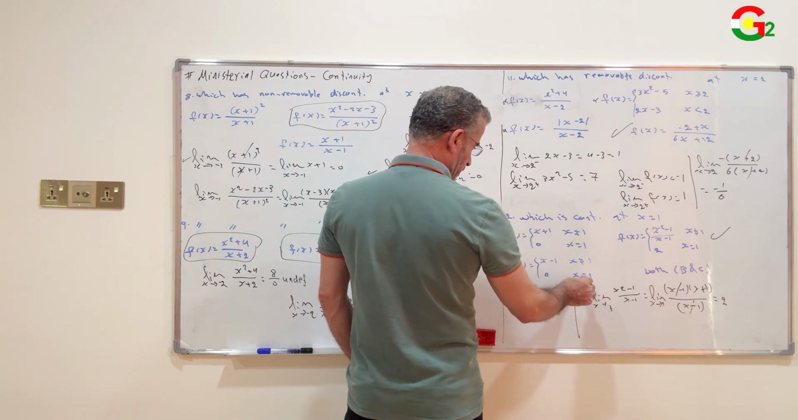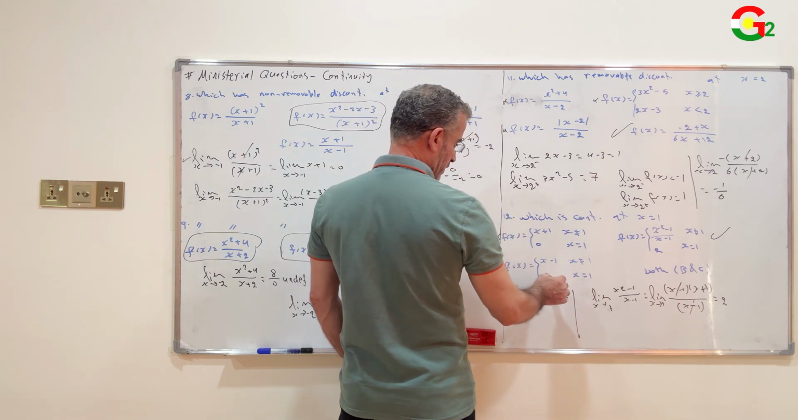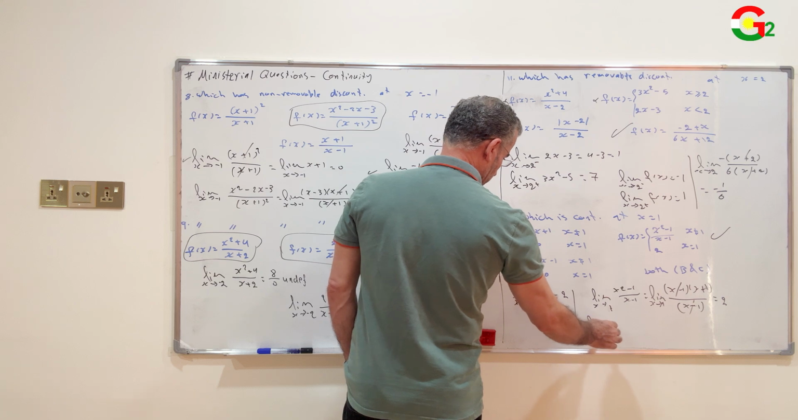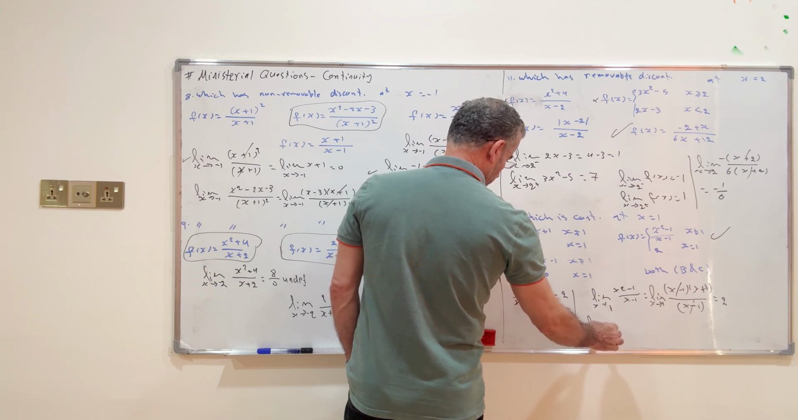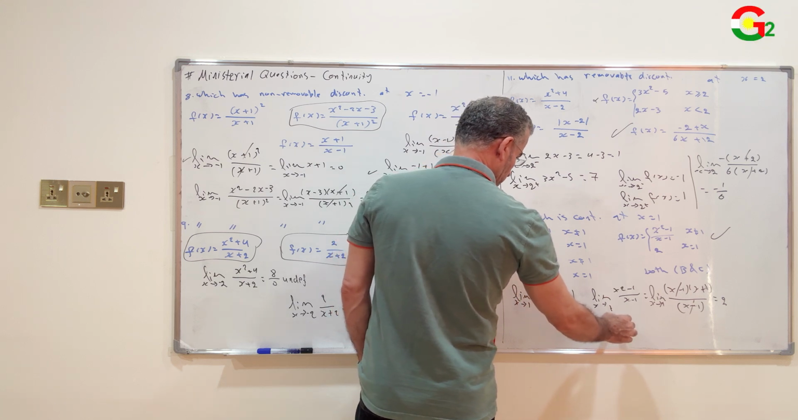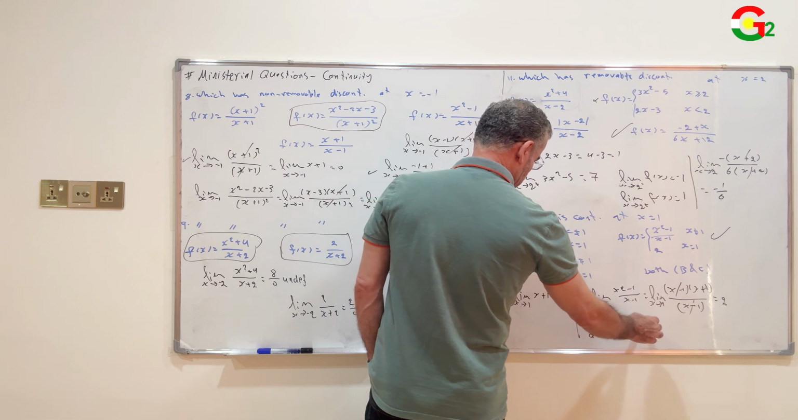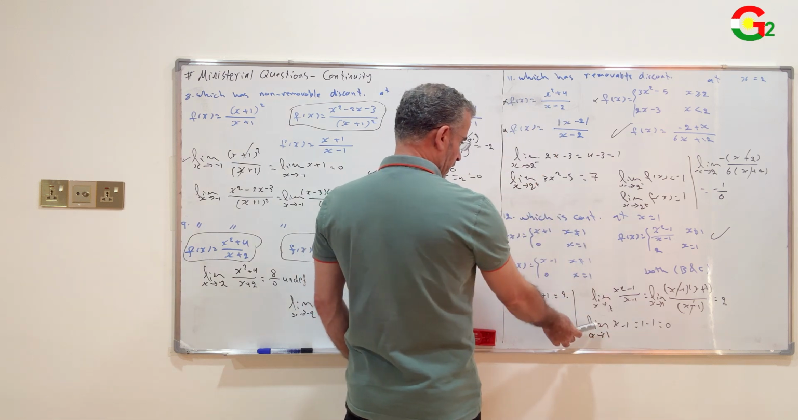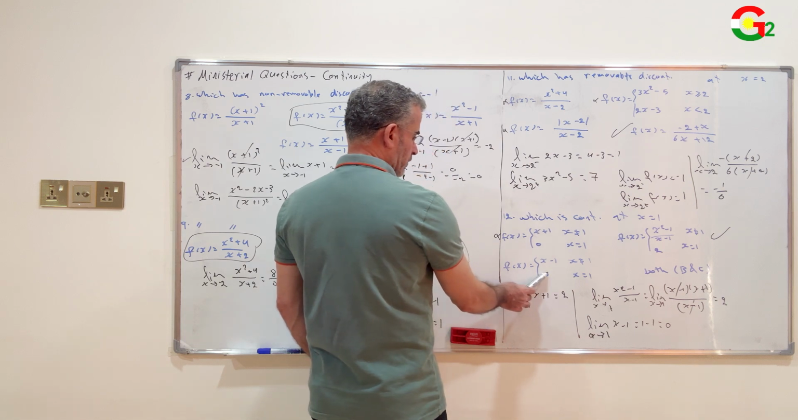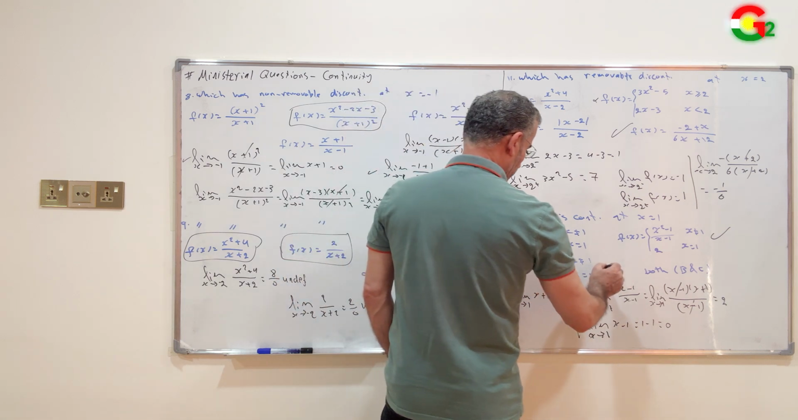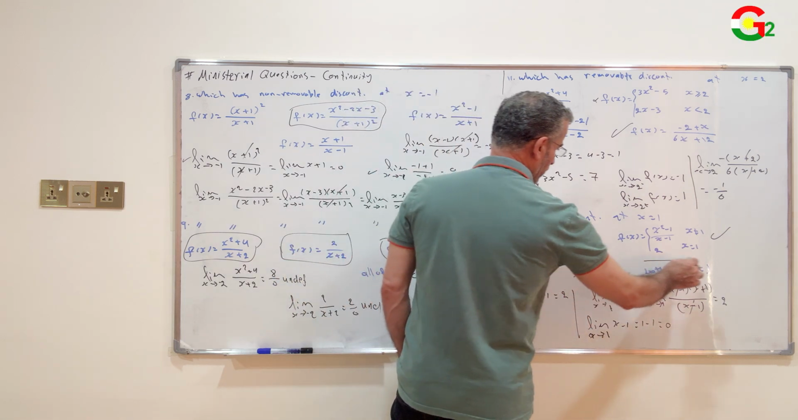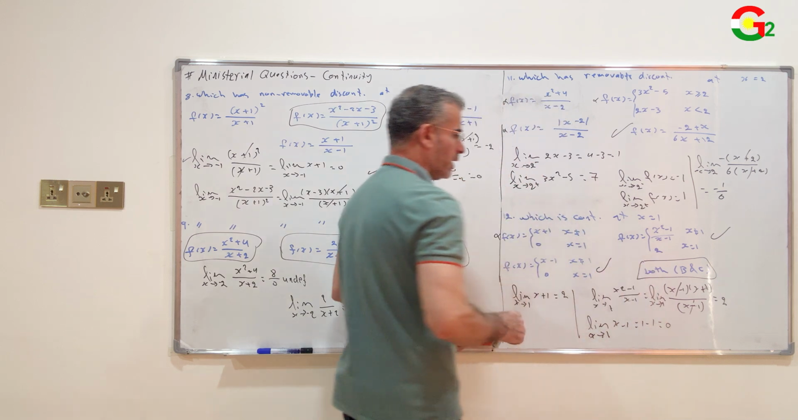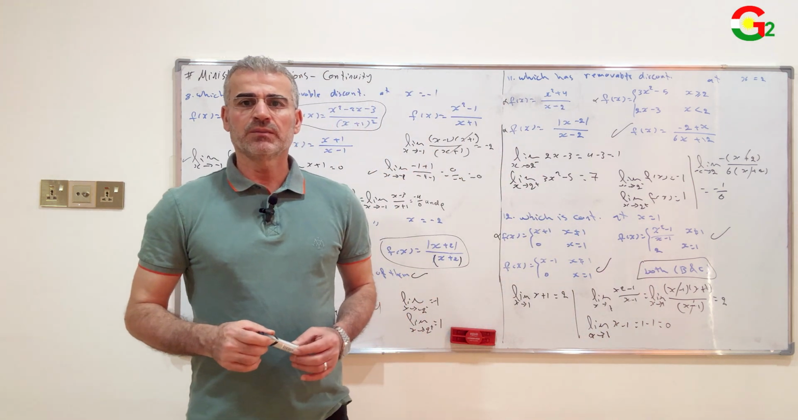f of 1 is 0, and the limit when x approaches 1 of x - 1 is 1 - 1, which is 0 also. Since the limit is equal to the value of the function when x equals 1, then this is also true. The right choice is both C and B.